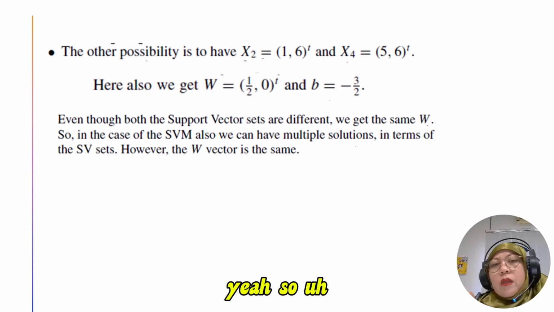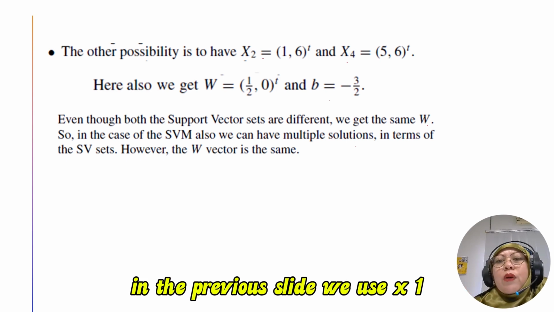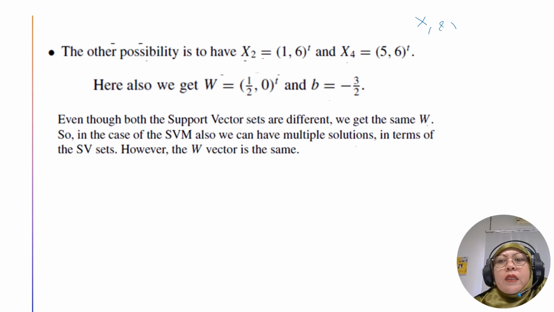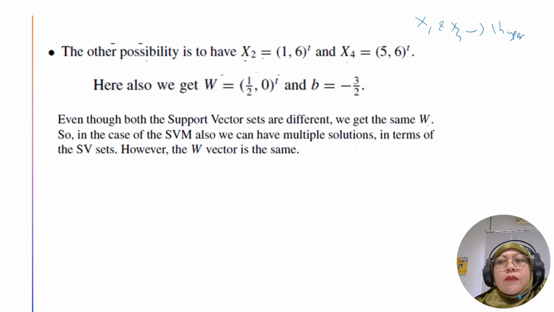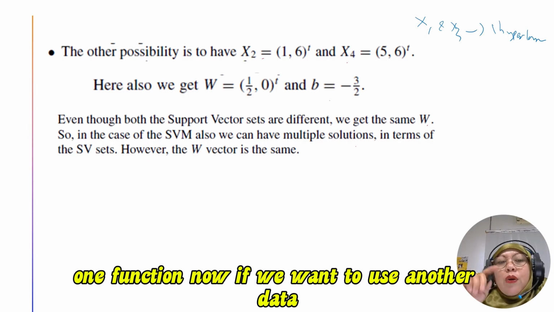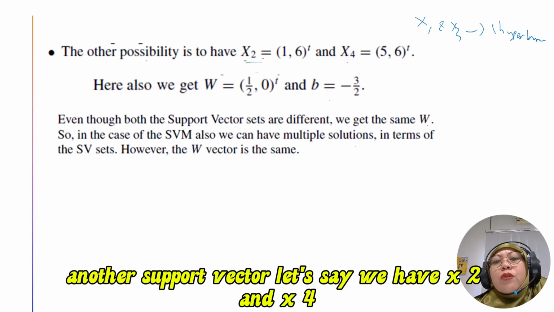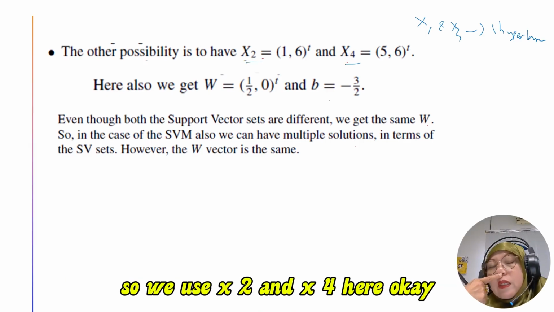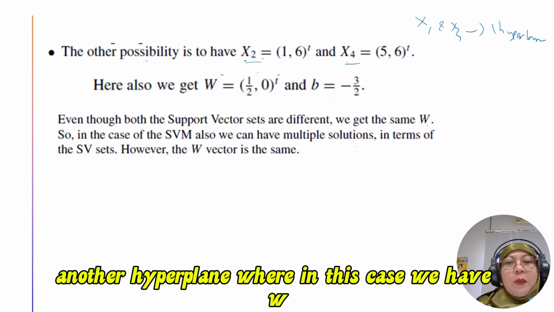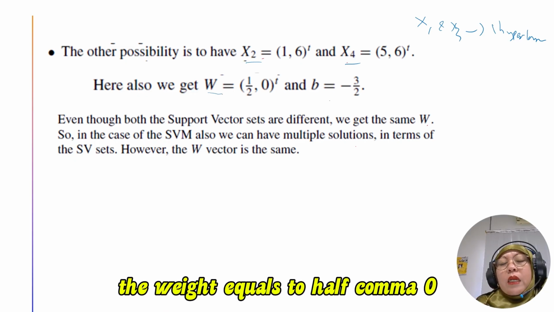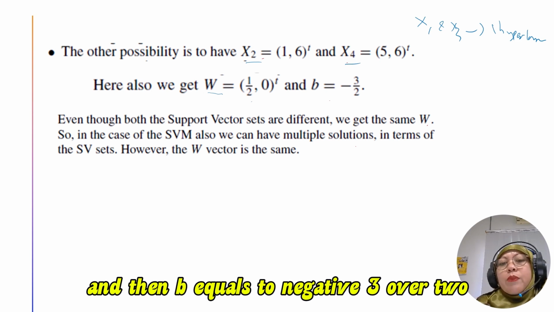In the previous slide we used x1 and x3, right? And we got one hyperplane, one function. Now if we want to use other support vectors, let's say x2 and x4, we use x2 and x4 here. We'll get another solution, another hyperplane, where in this case the weight w equals (1/2, 0), and b equals negative 3/2.